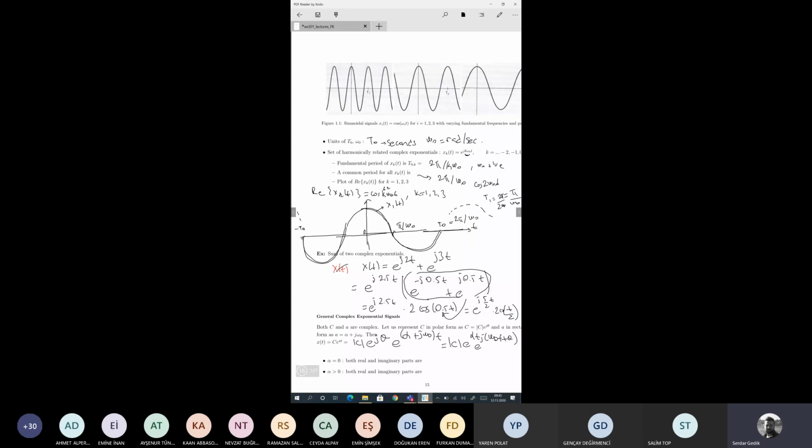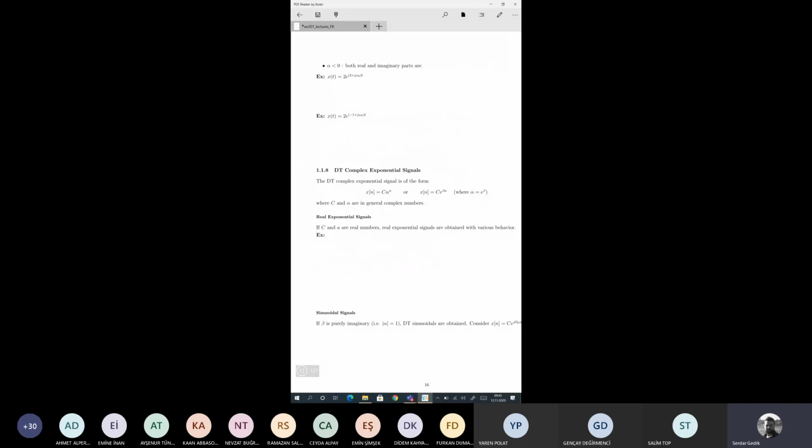So actually this is the general complex exponential. If alpha is equal to 0, then it means that both real and imaginary parts are sinusoidal. If alpha is larger than 0, it means that both real and imaginary parts are, of course, growing exponentially. Then if alpha is smaller than 0, it means that we have just the opposite, and both real and imaginary parts are decaying exponentially.